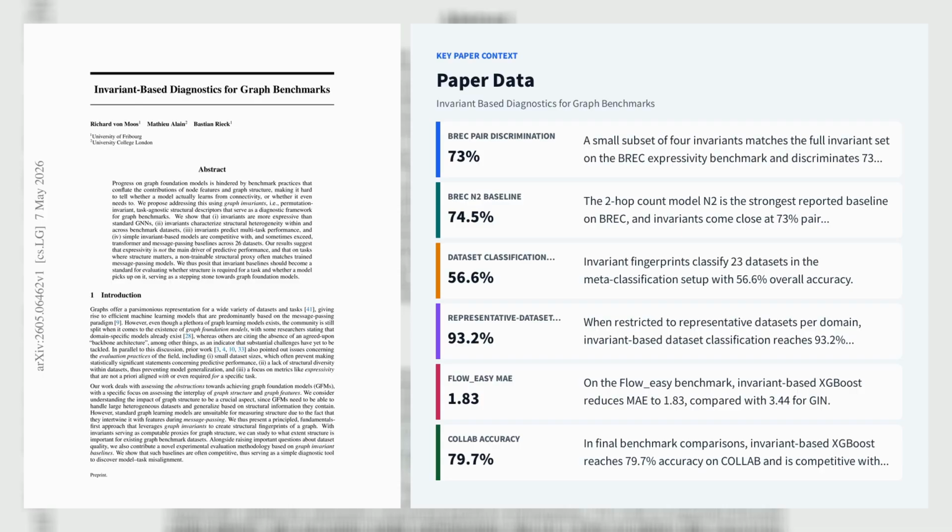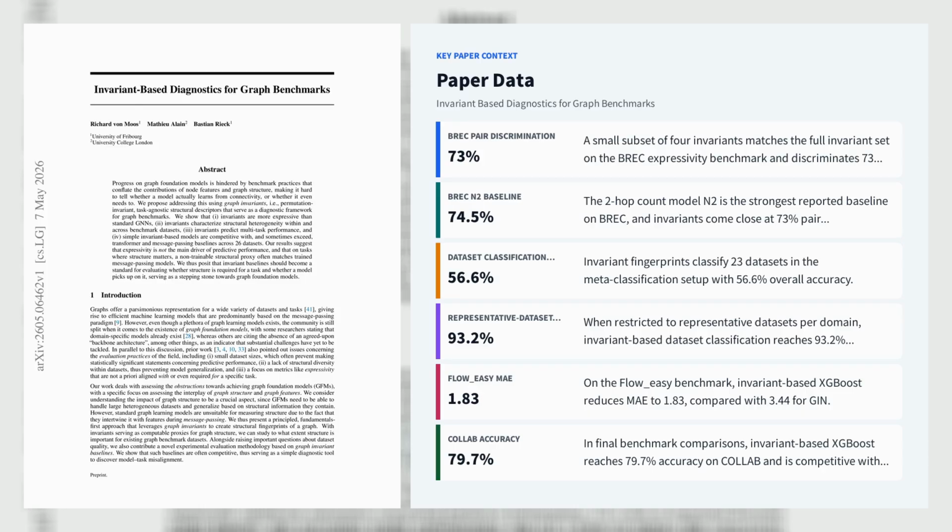On the BREC expressivity benchmark, a small subset of 4 invariants matches the full invariant set and reaches 73% pair discrimination, outperforming all GNN-based baselines and approaching the 74.5% of the 2-hop count model N2. For dataset diagnostics, invariant fingerprints classify 23 datasets with 56.6% accuracy overall and 93.2% when restricted to representative datasets per domain, revealing strong structural shift even within domains.